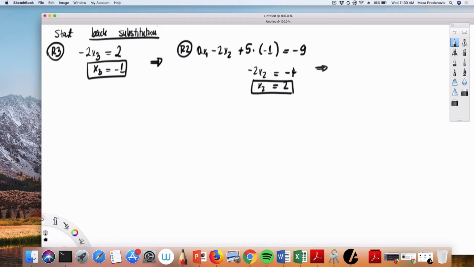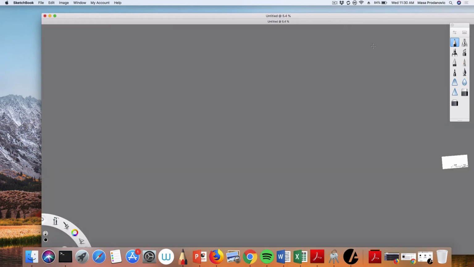And both of those solutions will play into my first equation, or my first row. What does it say? Who can help me out? -3x1, 2x2. Okay.